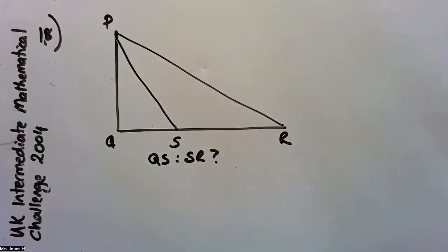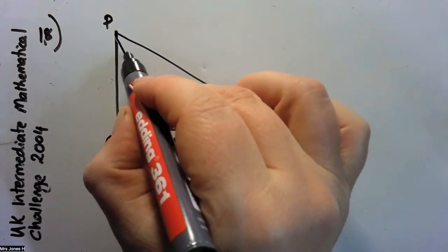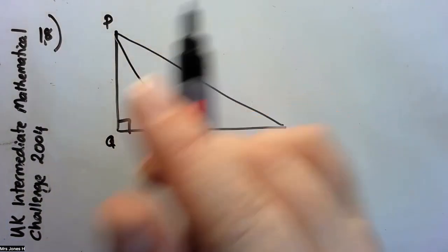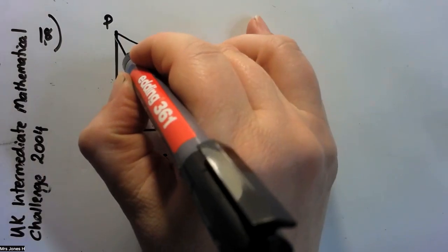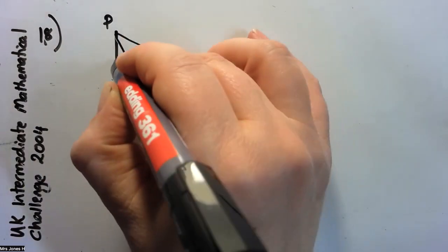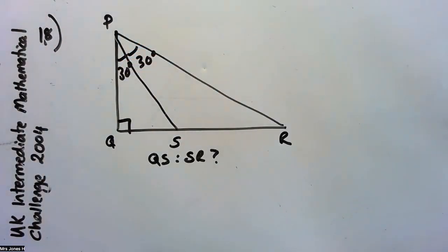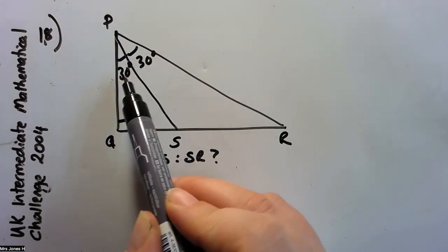Okay, so some key bits of information that aren't included on the diagram. There's a right angle just here. The whole of this angle here is 60 degrees. So therefore this one here is 30 degrees and this one here is 30 degrees. I haven't drawn it particularly well, but they are indeed both the same here.